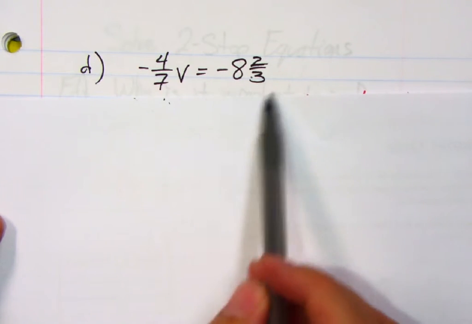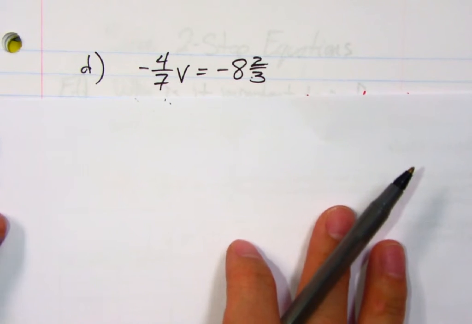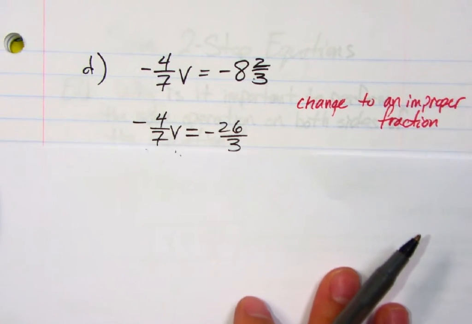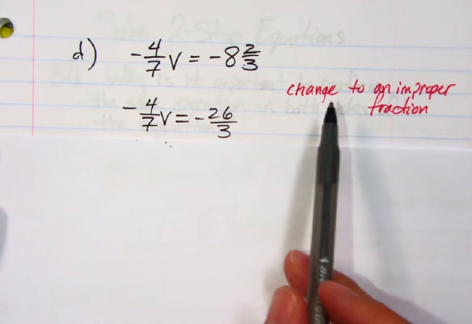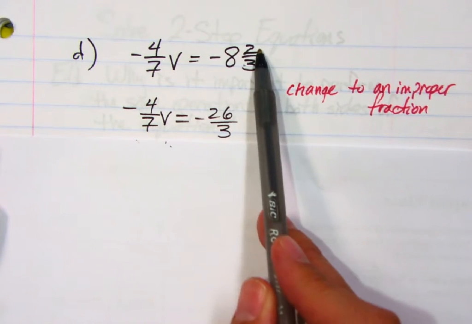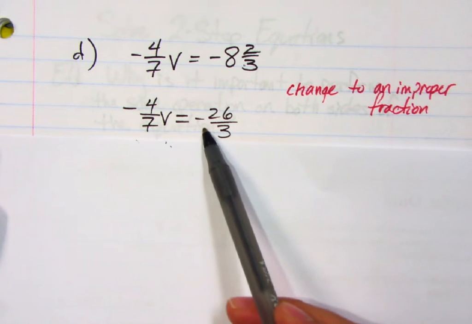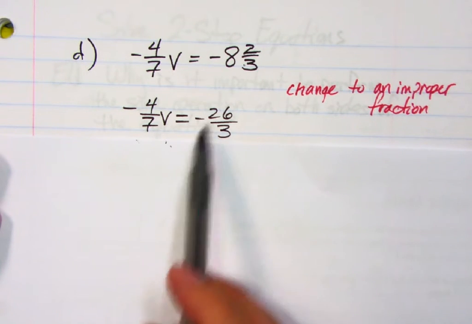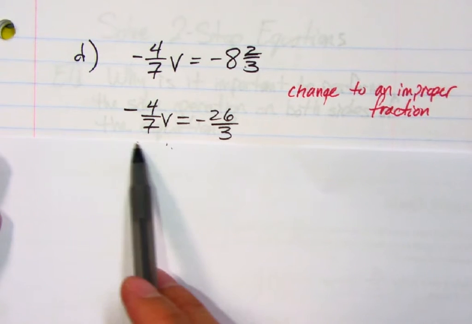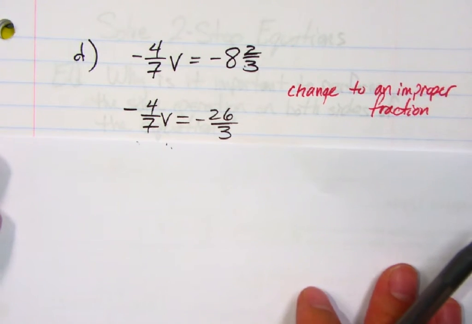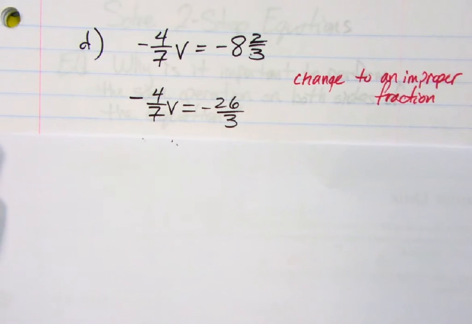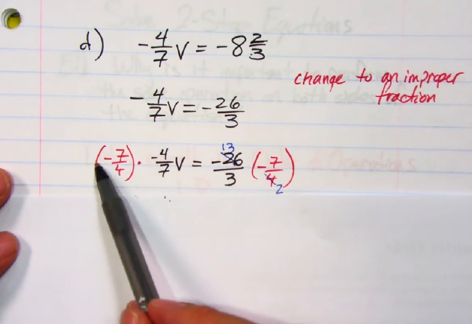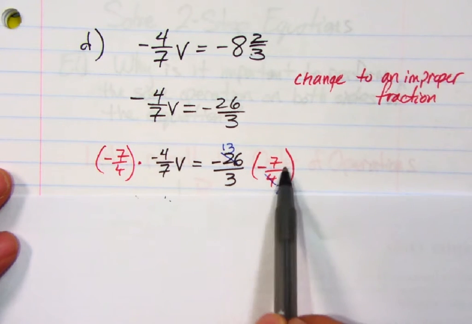Okay, so now I've got a mixed number over here. So what do I do? Well, my best suggestion to you is to change it to an improper fraction. Make life a little bit easier for you. Okay, so 8 times 3 plus 2 is 26 over 3 with a negative out front. Okay, so find my variable term. That is over here. My coefficient is negative 4/7. So in this case, I want to multiply by the reciprocal. The reciprocal here is going to be negative 7/4. I multiply that on both sides.